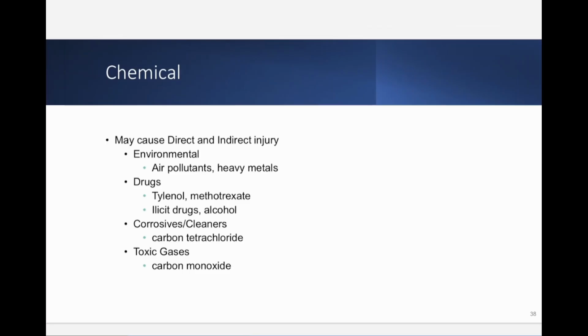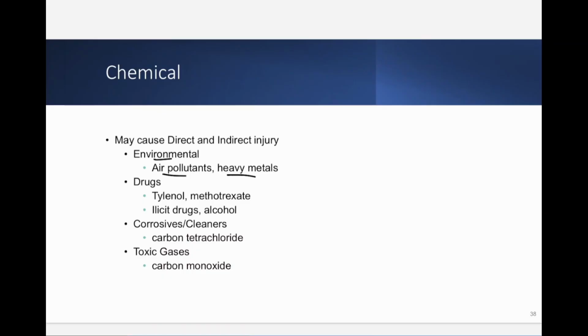Chemical injuries may be direct or indirect again. We have environmental problems, air pollutants, heavy metals. This is where those questions like, what do you do for work, become very important when people come in with certain things. Because we know air pollutants. So if someone's a cleaner, they're always using chemicals, they're going to ingest and breathe in some of these pollutants because of the chemicals that they work with. Find out what they do for work.